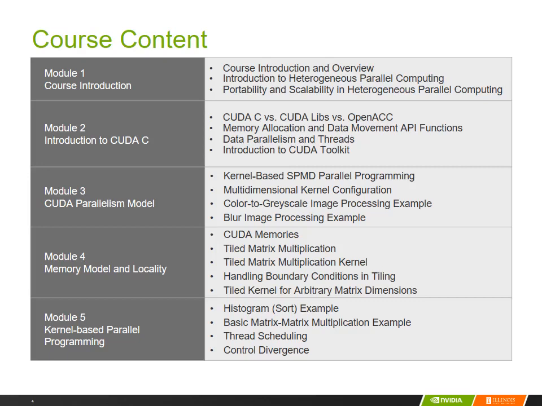Module 5 is performance consideration when it comes to kernel-based parallel programming. And we're going to look at control flow and scheduling implications.